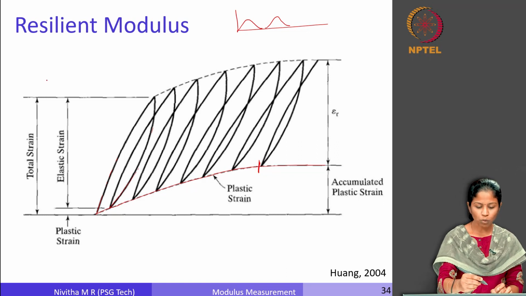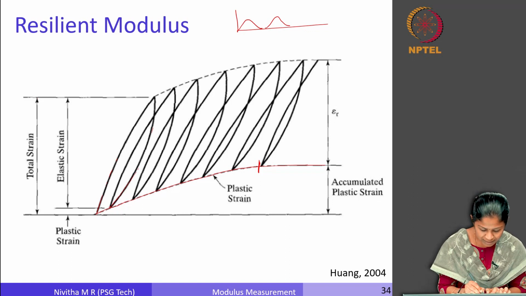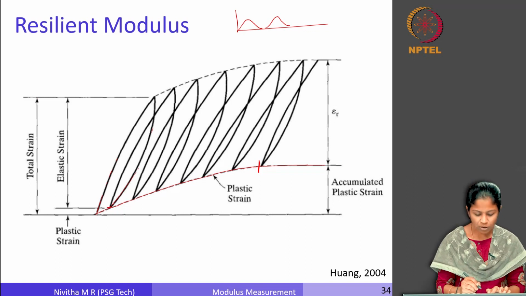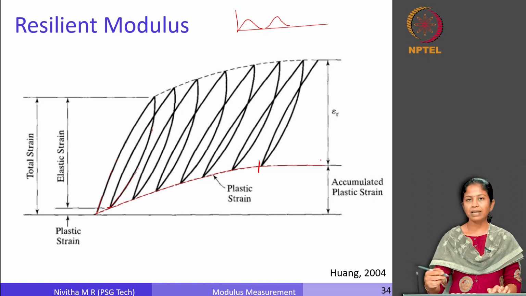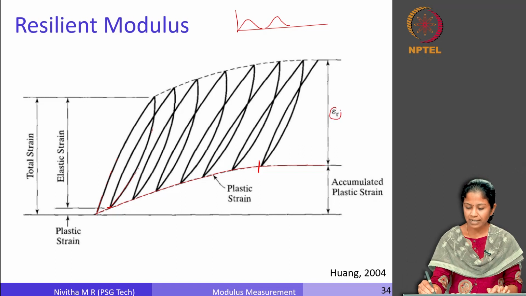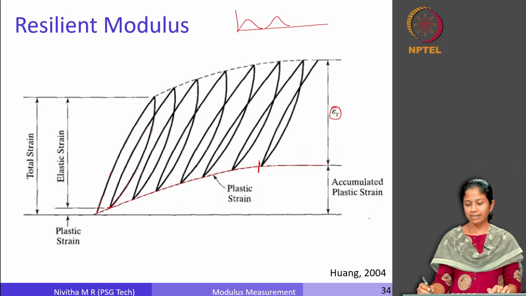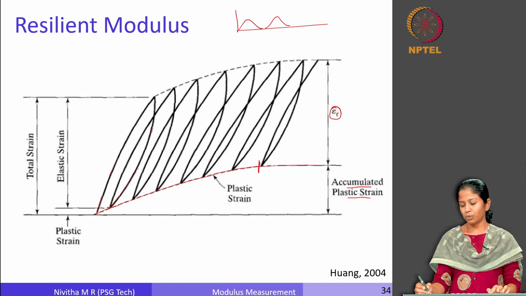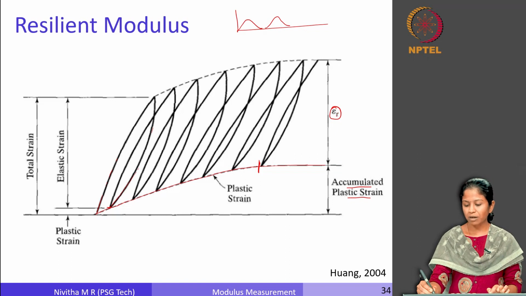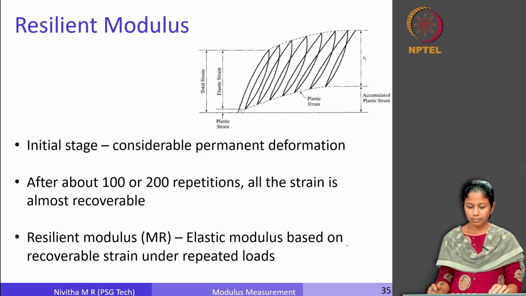If this is the total strain, how much it can recover is called the elastic strain, and in this portion where it is able to recover most of its strains, that is called the resilient strain. If I consider the total strain, this is the accumulated plastic strain, which indicates the irrecoverable portion of strain, and this is the recoverable strain that we see here.